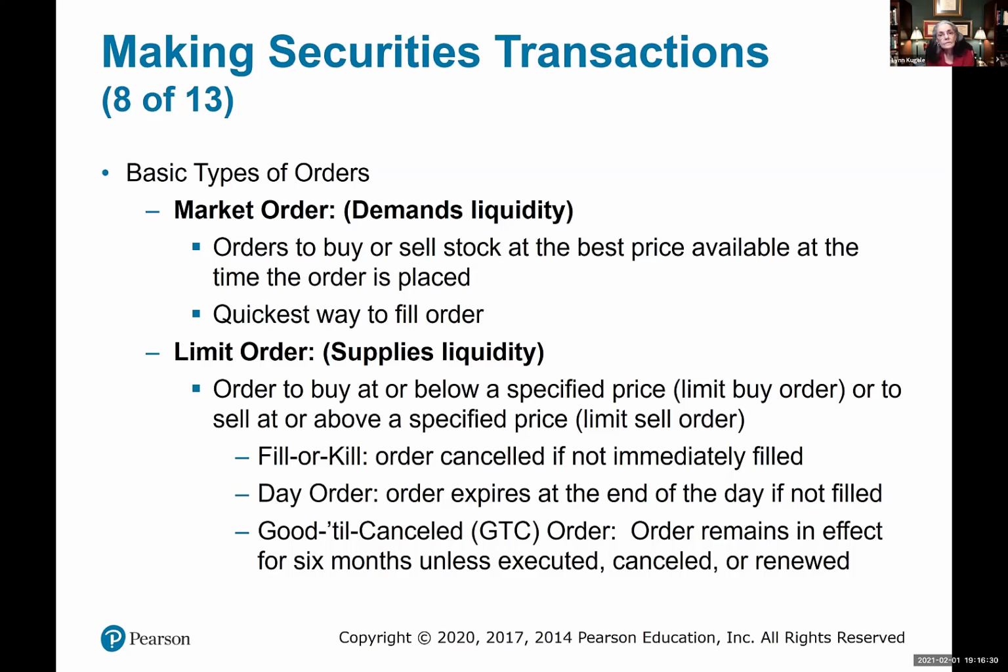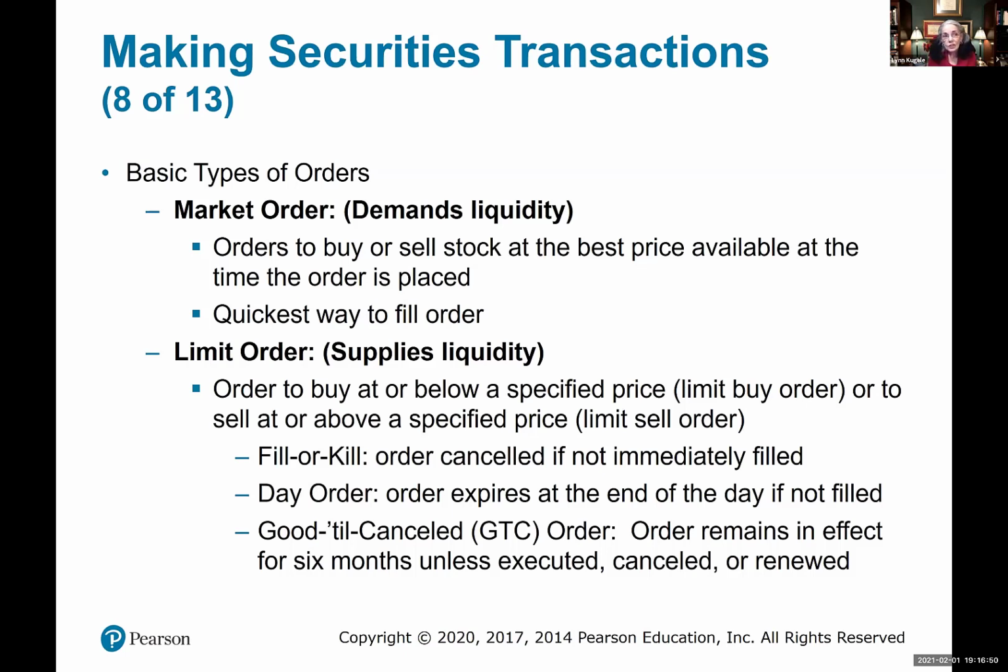A limit order is a priced order. It supplies liquidity. You say, I will buy 100 shares of Amazon if the price is $300 a share or better. Or I will sell if the price is $250 or better.